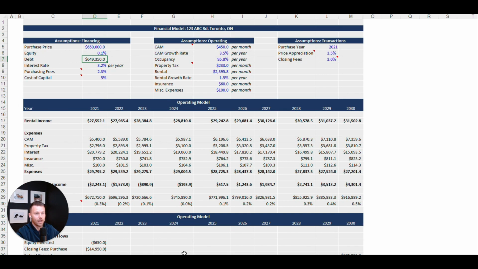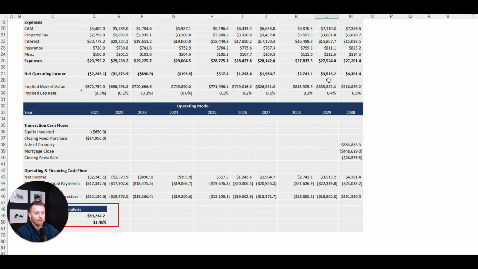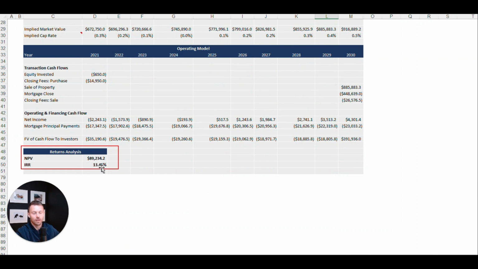Now let's get into the actual model. So here we are, purchase price of $650, assume nothing down. So the entire amount is basically debt. Interest rate is 3.2. Everything's been updated with the numbers I was given. And then appreciation has been kept at 3.5, right? So it's still showing me here that we're going to make money. So there's an IRR of 13%, which is actually not bad. And there's an NPV of almost 90 grand.